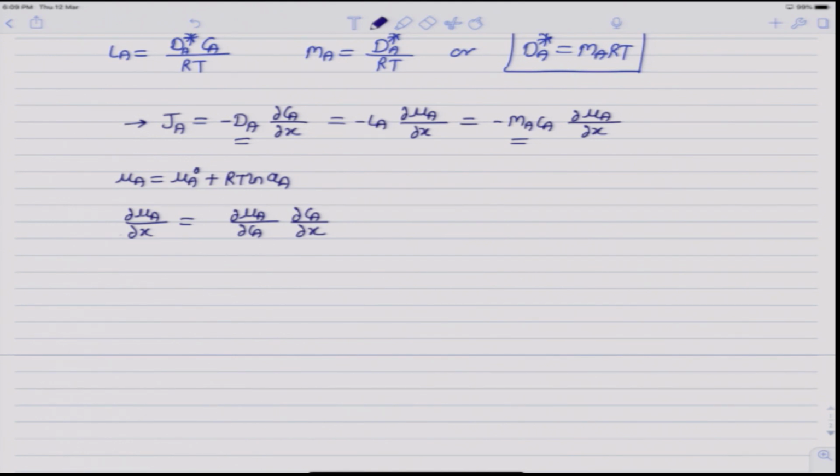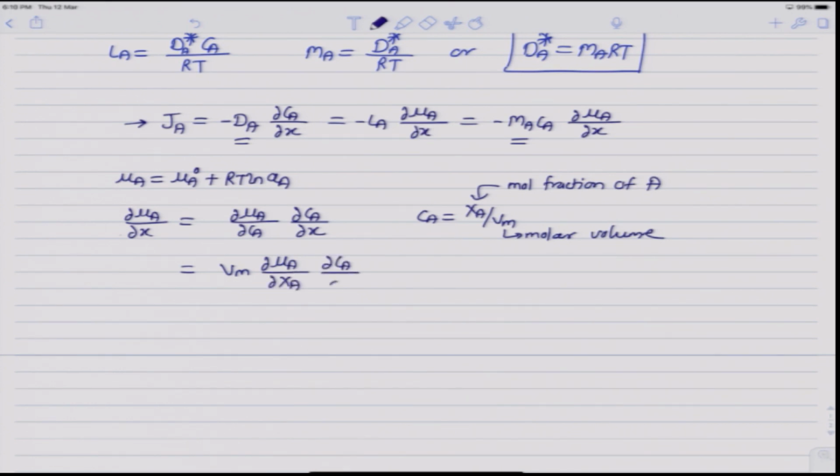and we know C_A is equal to x_A over V_m, where V_m is the molar volume and x_A is the mole fraction of A in the solution. So, if we assume molar volume to be constant, this can be written as V_m times ∂μ_A by ∂x_A times ∂C_A by ∂x.